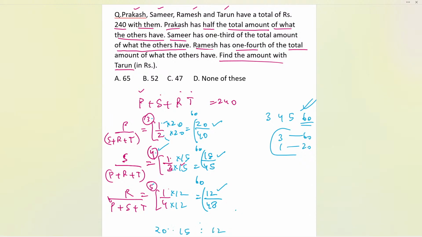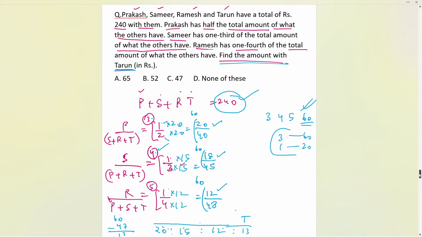So if they have like this, these are only for the 3 people. What about Tarun? We don't know. Let us add all of the ratios, as it was earlier also the ratio. So 20 plus 15 is 35, 35 plus 12 is 47. So from 60 you can subtract and you'll get 13. So here is the 13, the ratio that Tarun has. We need the amount with Tarun, and the total amount is given as 240.